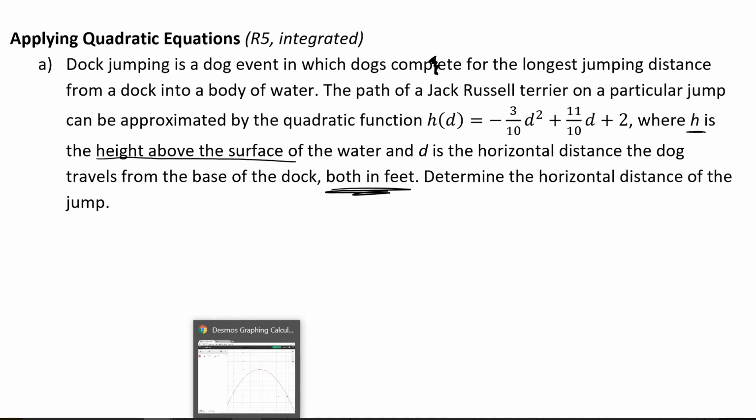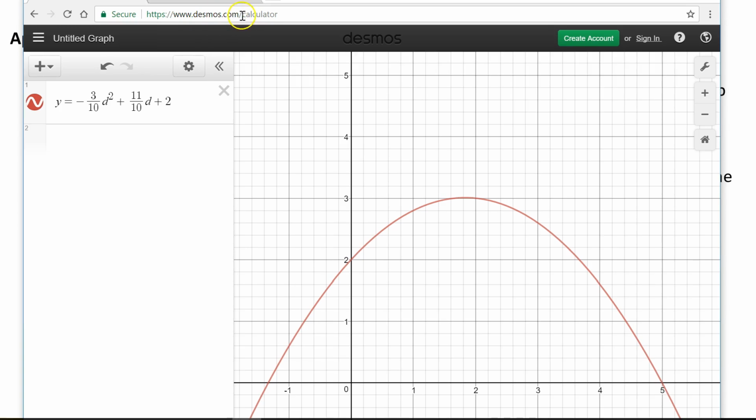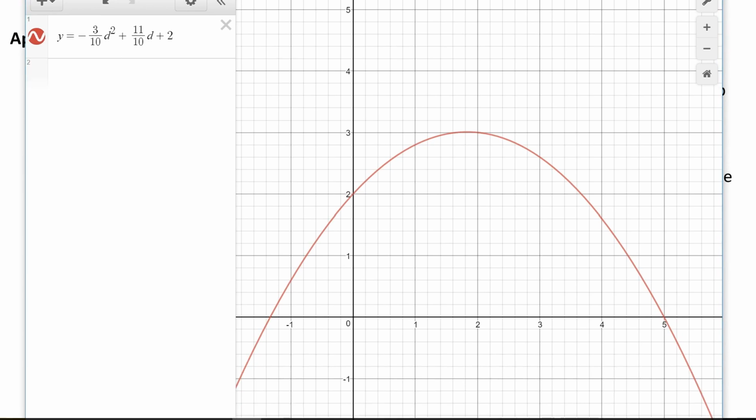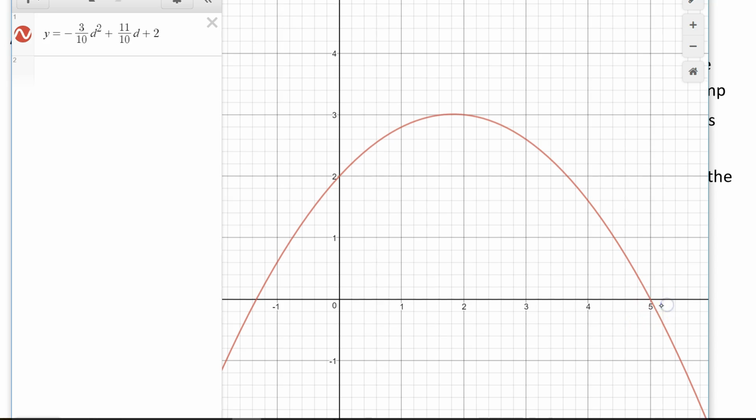So what I've done is, you guys should use this thing. It's called Desmos, it's free. See what I mean? Desmos. It graphs things for you. So this right here is the graph. The dog starts off at 2 above, the dog jumps, and then when the height above the water is 0, we can see that the horizontal distance is 5. Now we want to get to algebra.